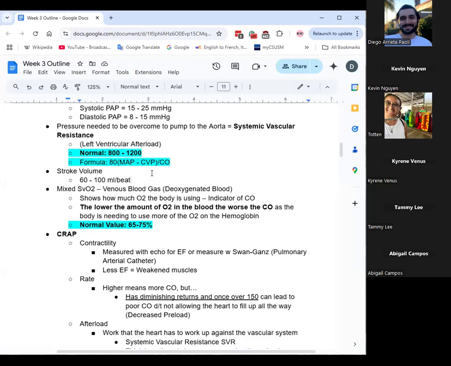And something that Barry lightly touched on is the mixed SvO2, which is essentially a measurement of your deoxygenated blood. By measuring it, it shows how much O2 the body is using. And this is your normal value here. But again, I don't think it's too relevant for this class.